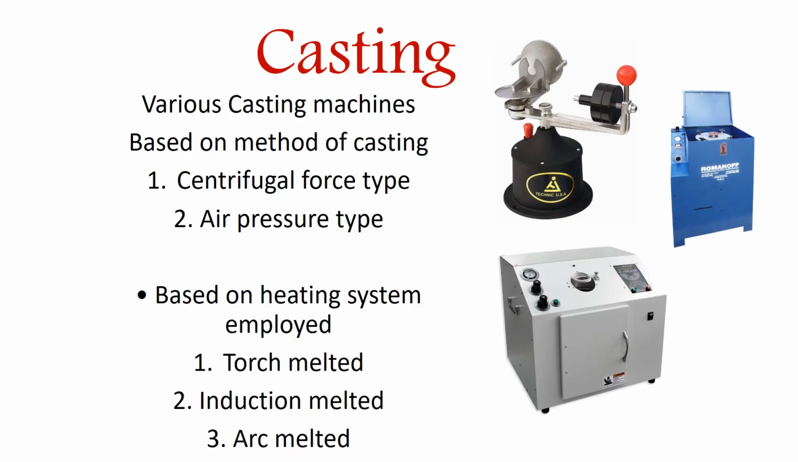Now after the burnout, the next step is casting. There are different varieties of casting machines. Whatever you have in your department, you can use that. Based on the method of casting, it is of centrifugal force type or air pressure type. This black one is your centrifugal force type machine, and this blue one is your air pressure type machine. Based on the heating system employed, it can be torch melted, induction melted or arc melted. This white one is an induction melted casting machine.